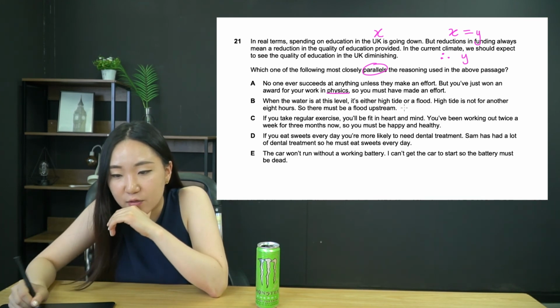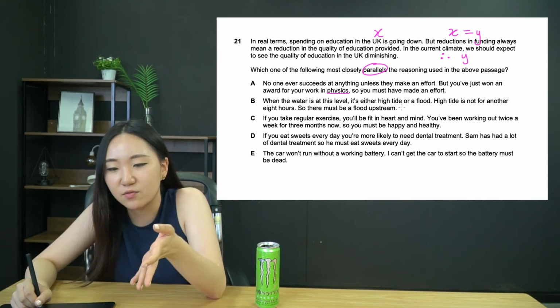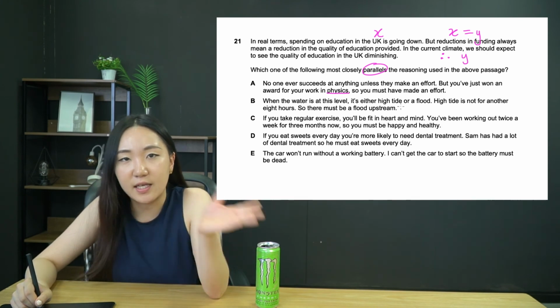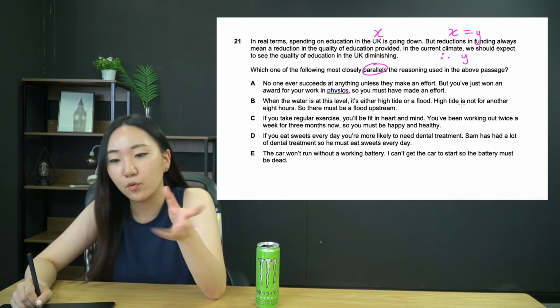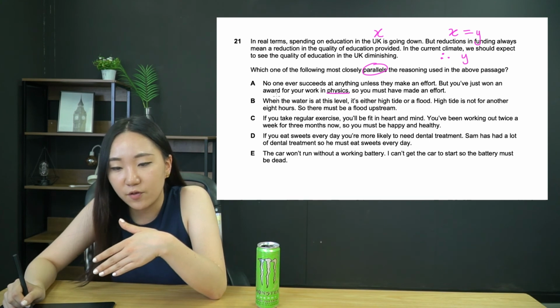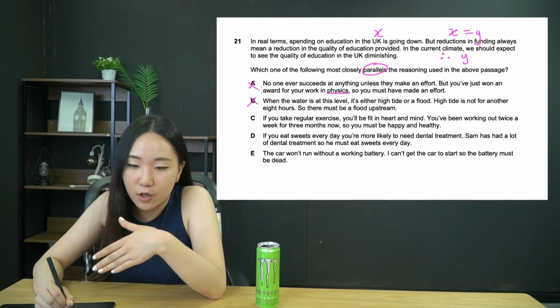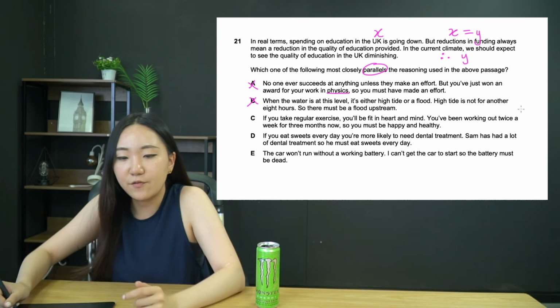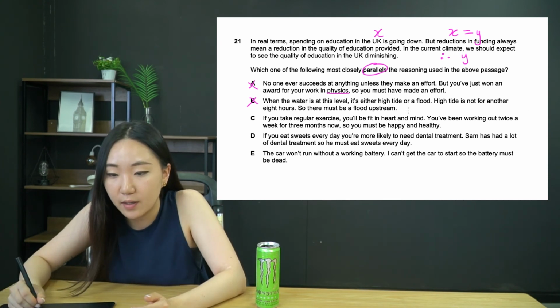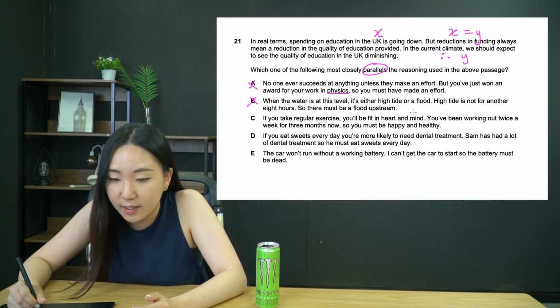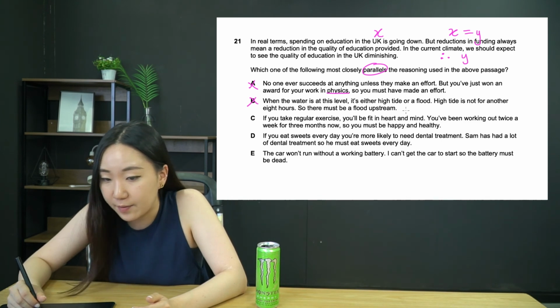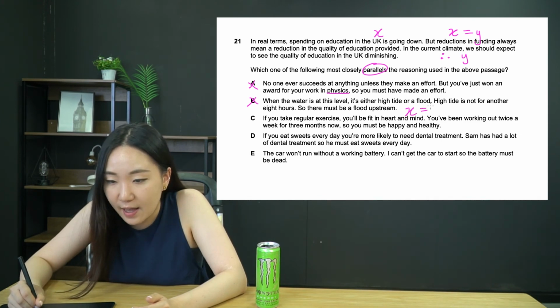When the water is at this level, it's either high tide or a flood. You can already tell this is wrong because it's giving you a yes or no, or two options, whereas we're more looking for a relationship. High tide is not for another 8 hours, so there must be a flood upstream. No, we're just going to say no to that. If you take regular exercise, you'll be fit in heart and mind. So you've been working out twice a week for 3 months now, so you must be healthy and happy. Okay, so we're basically saying here X has been happening, therefore Y.